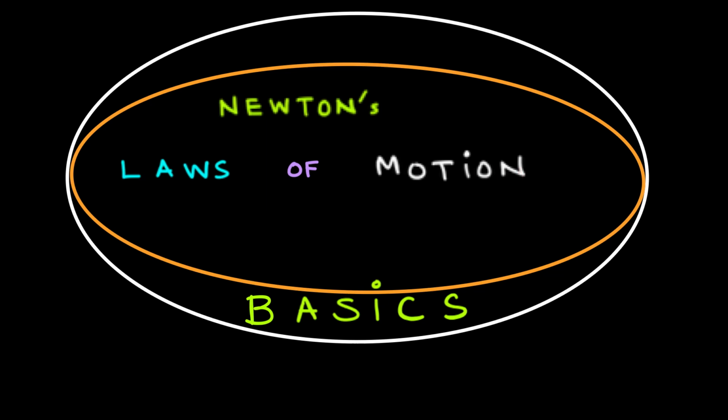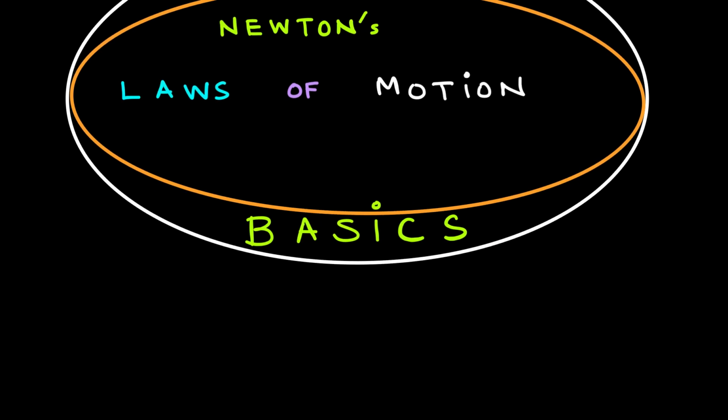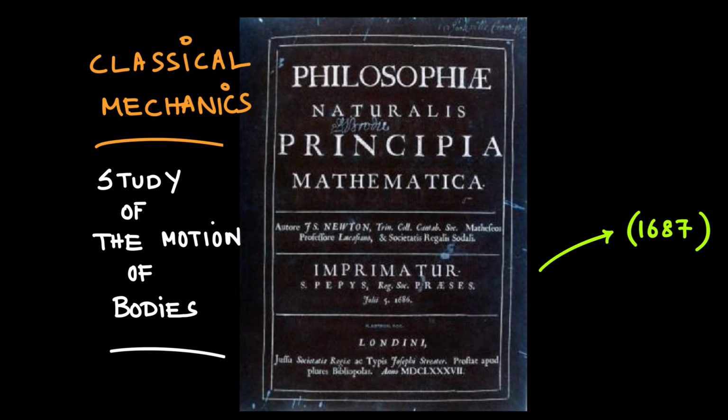Laws of motion as stated by Newton. We will start with the basics by first paying a tribute to Newton. Newton wrote this book in 1687. This book is still the cornerstone of mechanics. This book is about classical mechanics, which is the study of the motion of bodies.